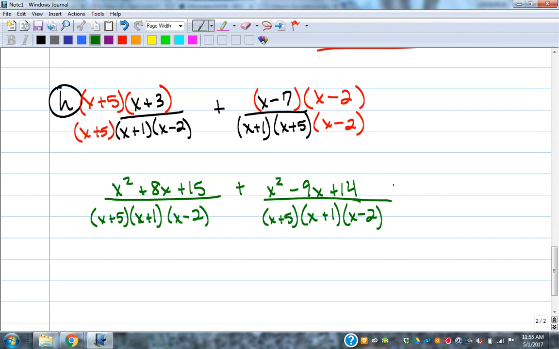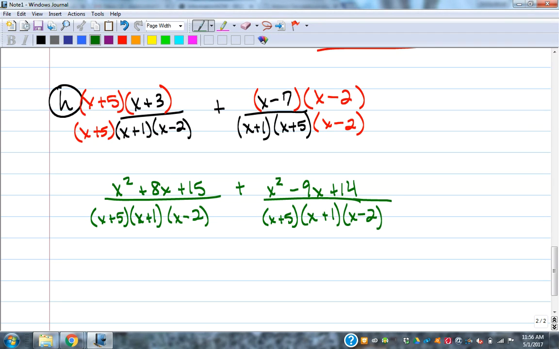So once you've multiplied these out, I'm just doing the distributive property. X times x is x squared. X times 3 is 3x. 5 times x is 5x. 3x and 5x is this 8x that's in the middle. And then 3 times 5 is 15. Same thing over here. X times x is x squared. Negative 2x, negative 7x, that's negative 9x together. Negative times negative is a positive 14. So that's just multiplying that out.